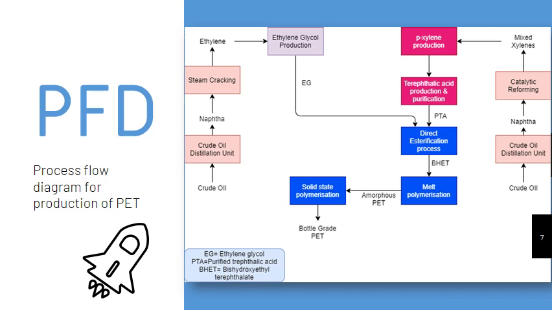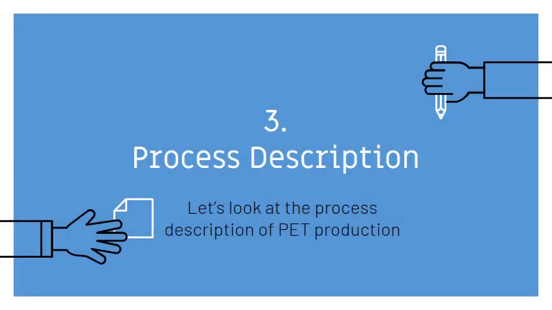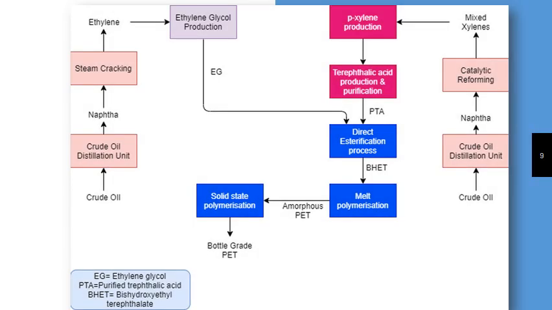This is the process flow diagram of PET, where you can see there are two paths of crude oil forming naphtha, on the left path and also on the right path. Now let's look at the process description of PET. This is the process flow diagram from the previous slide, and I will explain the process at the left path.